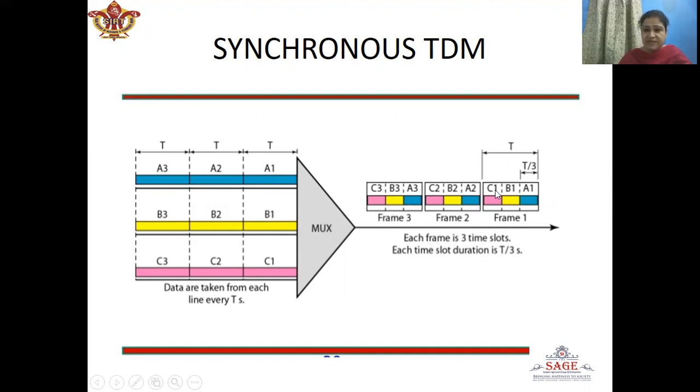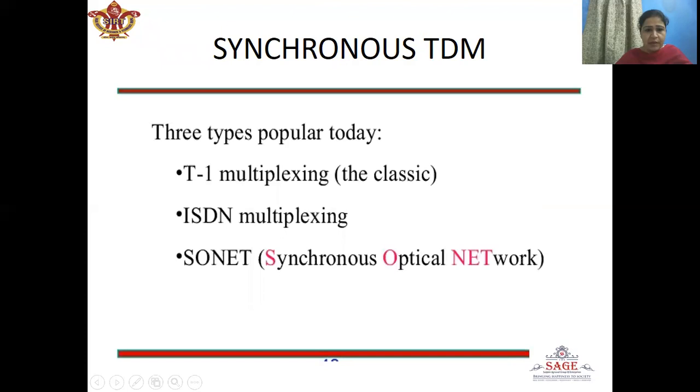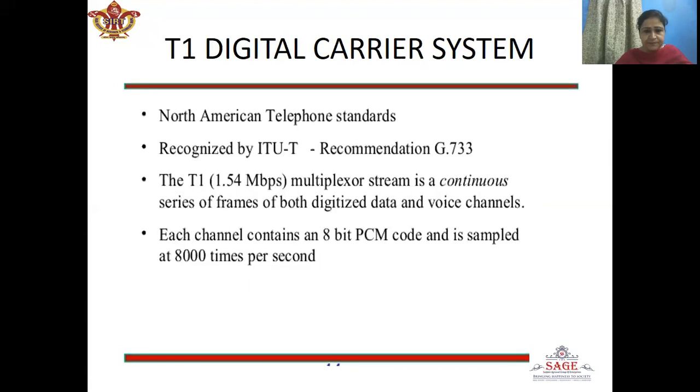So here we can see that each frame occupies a time interval of T seconds. So each time slot duration for each sample of a single source is T by 3 seconds. Three types of popular synchronous TDM systems which we use are T1 multiplexing, ISDN multiplexing, and synchronous optical network.